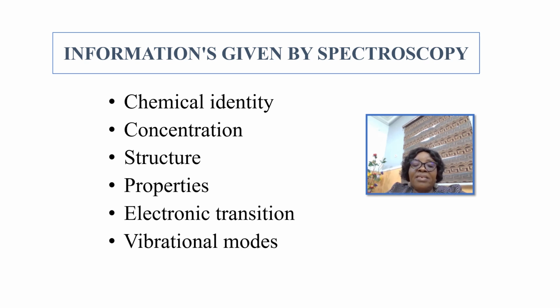By analyzing the radiation absorbed, emitted, or scattered by a sample, spectroscopy provides valuable information about the chemical identity of the compound, the concentration of the compound, the structure, the properties, the electronic transition, and the vibrational modes of the compound that we are analyzing.